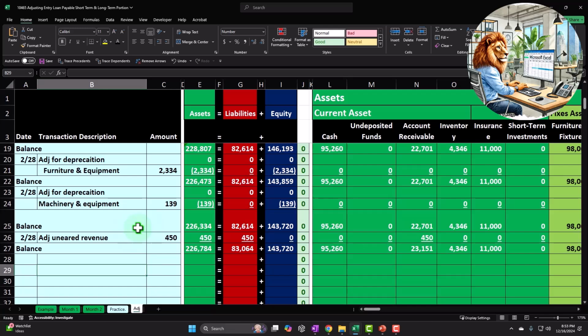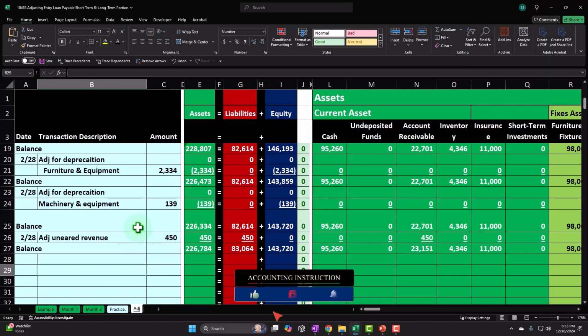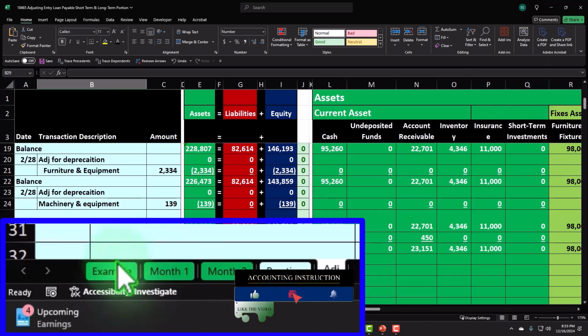If you do have access to this workbook, though, there are 5 tabs down below. The example tab, in essence, the answer key, month 1, first month of operations, month 2, second month of operations. The practice tab, having pre-formatted cells, so you can practice the practice problem with less Excel formatting.